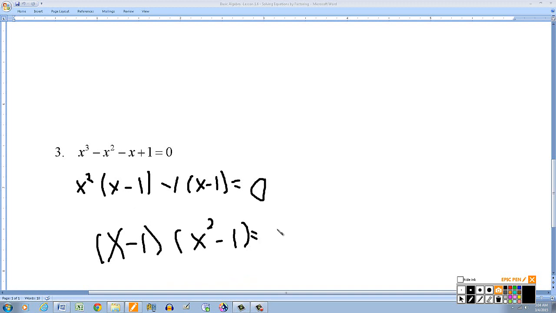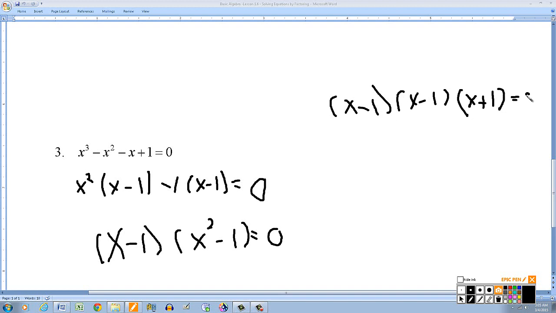And then I want to make sure that I factor as much as possible. So I'm going to leave the x minus 1 the way it is for now. And x squared minus 1, see that's a binomial, that's a difference of squares, so that factors into, one of the methods we covered earlier, x minus 1 and x plus 1, equal to 0. Okay, so I have the three factors.